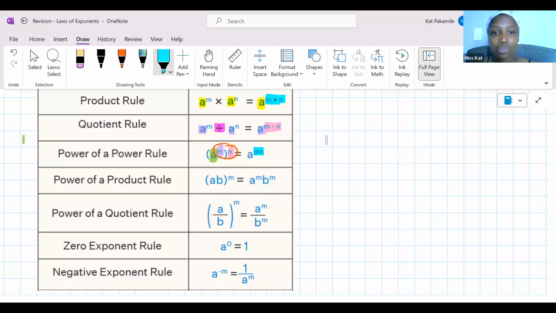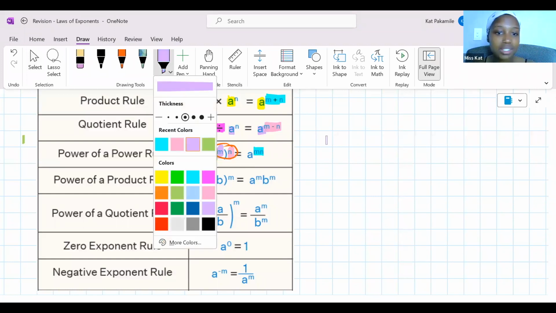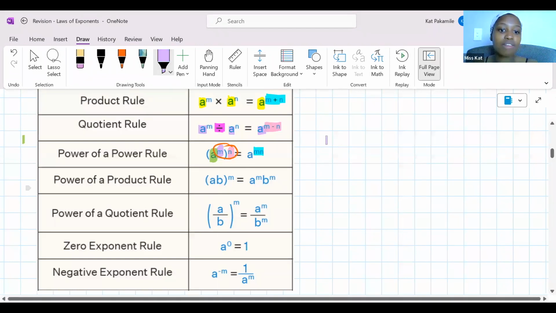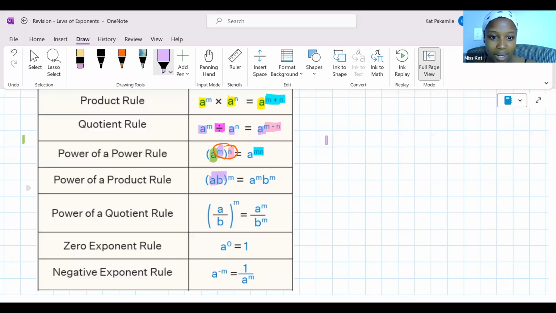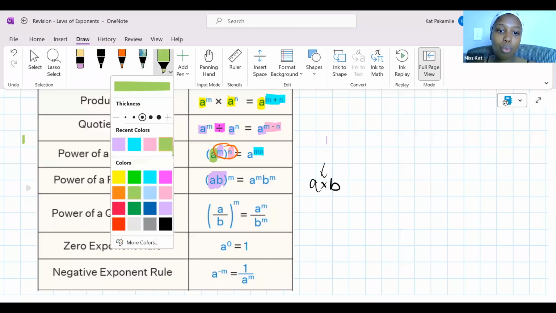Next, we have power of a product. Guys, I feel like these rules explain themselves. Power of a product. You have two bases here. If I write AB inside the brackets, it means I'm multiplying them, right? So AB is the same as A times B. There's our product over there. So in this case, you have two bases, all raised to 1 power.